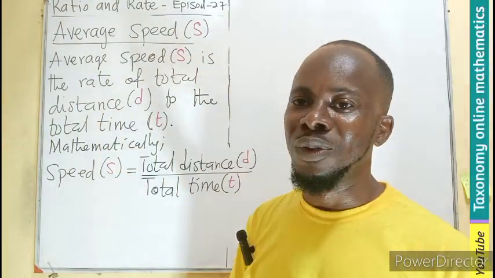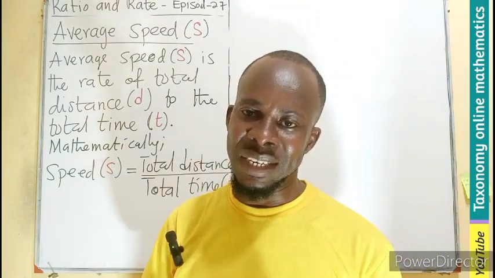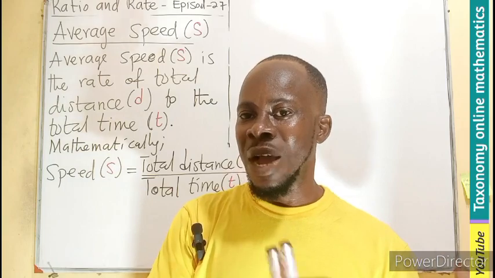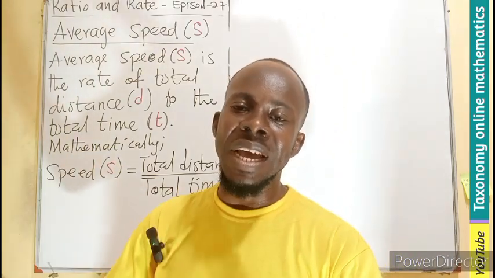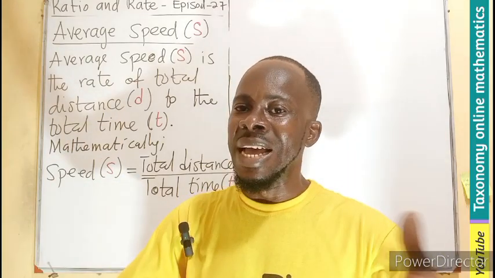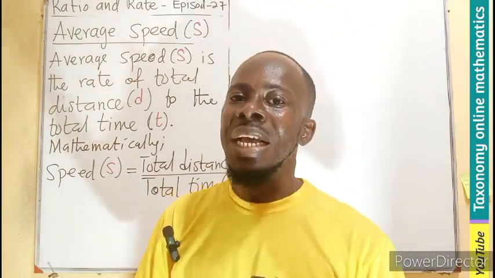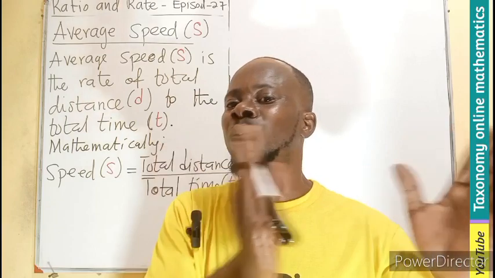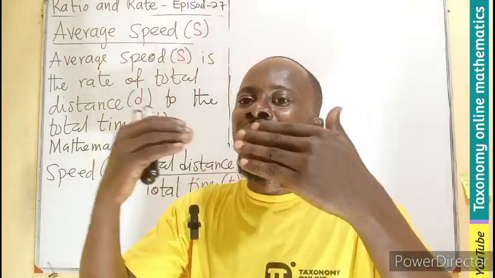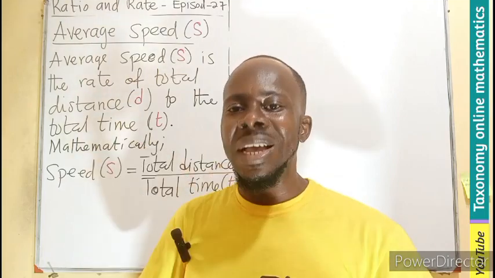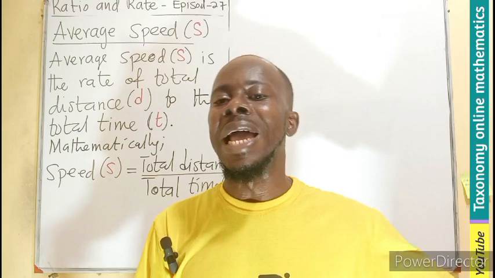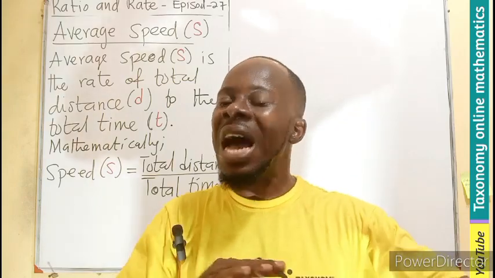So we want to move on to average speed. Already in the beginning, we defined rate as a comparison between two different quantities. So the rate, as we define it in terms of distance and time, is only referring to speed. So we say average speed is just the rate that compares a total distance to the total time covered. That is all about the average speed.